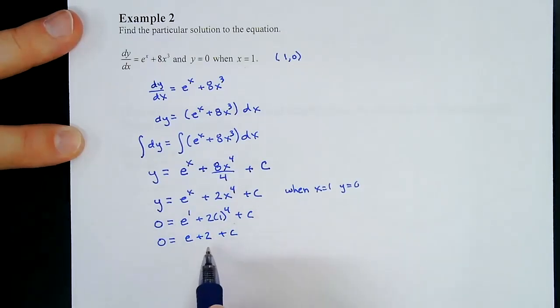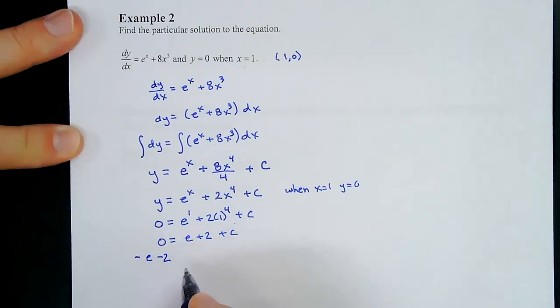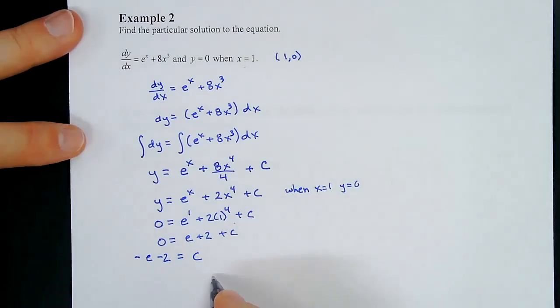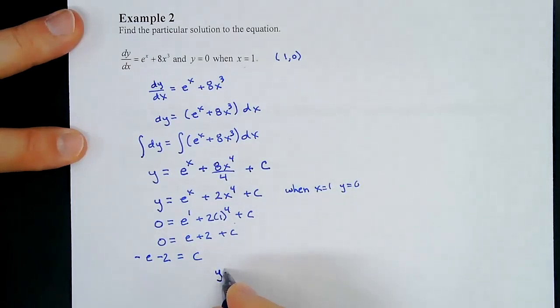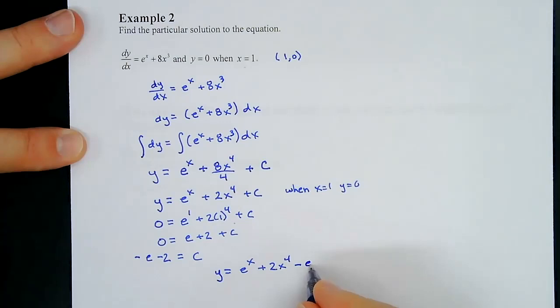Now to get my c, I'm going to move the e plus 2 over to the other side. So it becomes negative e minus 2 is equal to c. And now I'm going to be able to write my function. So it's y is equal to e to the x plus 2x to the fourth. And then we're going to add c, but adding c is the same as subtracting e minus 2. So we're going to just write minus e minus 2.